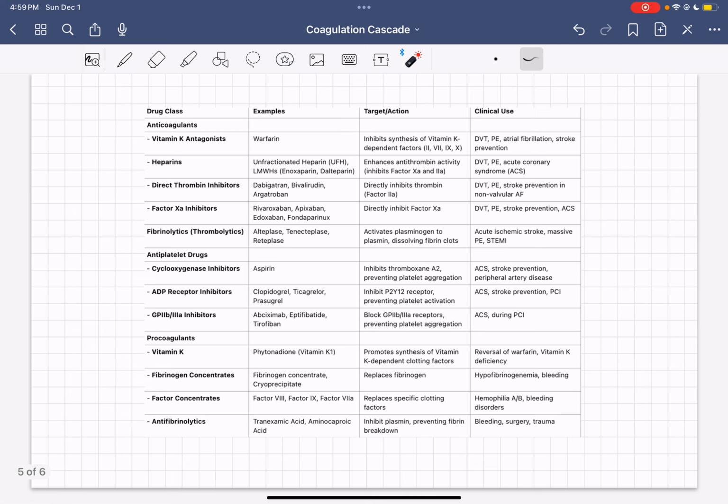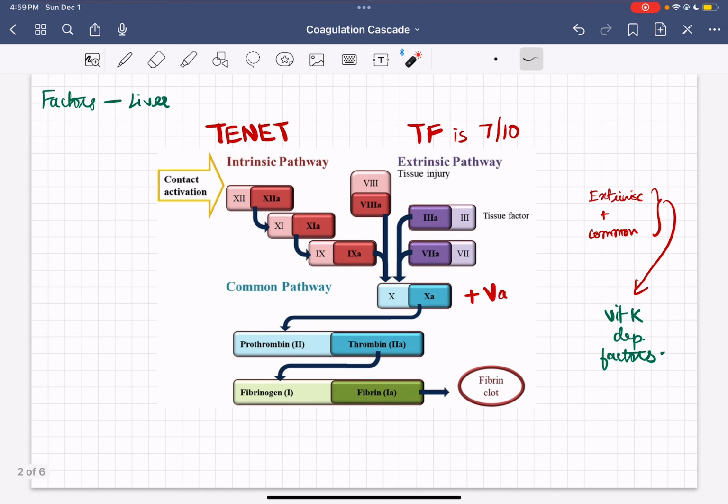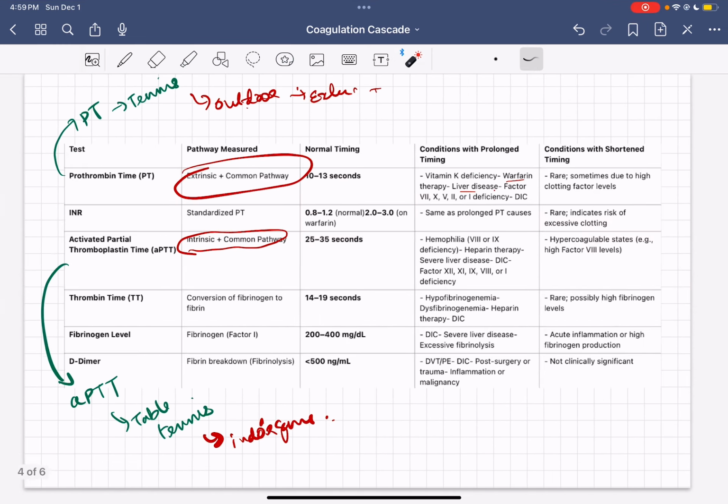Alright, now these are some common drugs that I want you to go through, but let me just give you an idea of what I wanted to tell you here. So let's talk about anticoagulants. You take vitamin K antagonists. Those are going to directly inhibit your vitamin K dependent factors, which are present in your extrinsic and common pathway, as you can see, 2, 7, 9, 10.